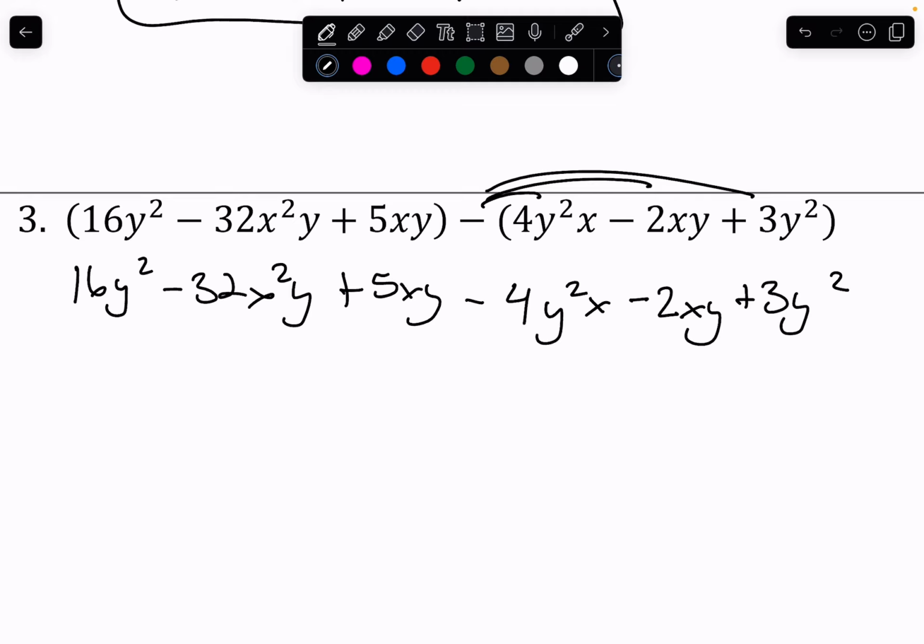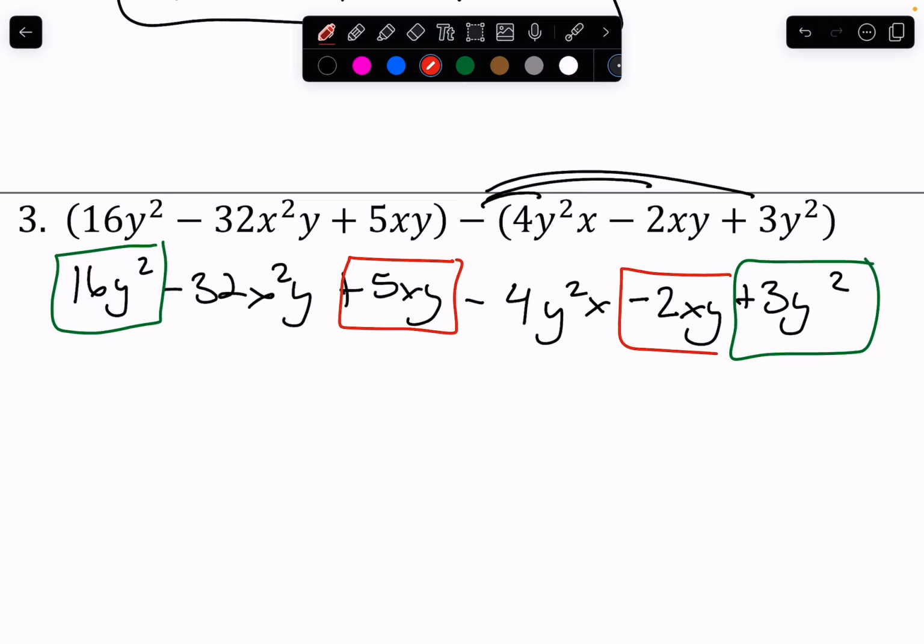All right. So now let's go ahead and identify our like terms. It's going to be a little bit trickier here. So the 16y squared is going to go with my 3y squared, okay? And my 5xy is going to go with my negative 2xy. Now, these guys might appear to be like terms, but they are not. The first one has x squared y, and the second one has y squared x. Those are not the exact same. So we cannot combine those, and they're not like terms.